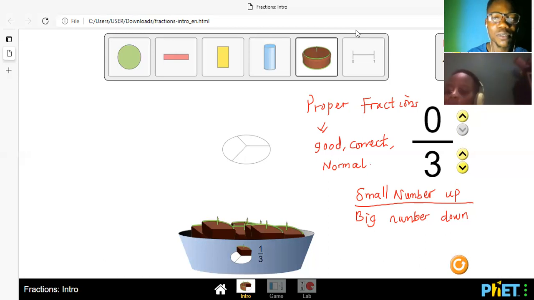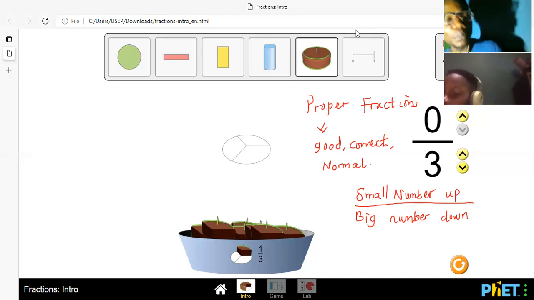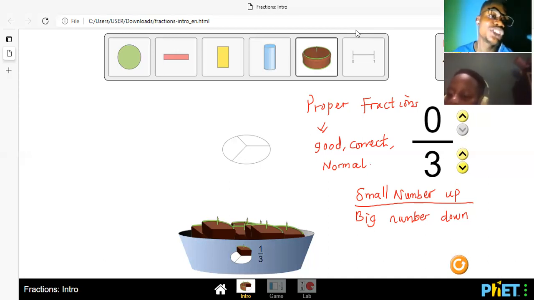1. 1 what? 1 piece of cake. 2 pieces of cake. And 3 pieces of cake. Okay, 1 piece of cake. And so how do we share it? We are sharing it among how many students? 3 students, which is Cassie, me, and my sister. Cassie, you, and your sister.